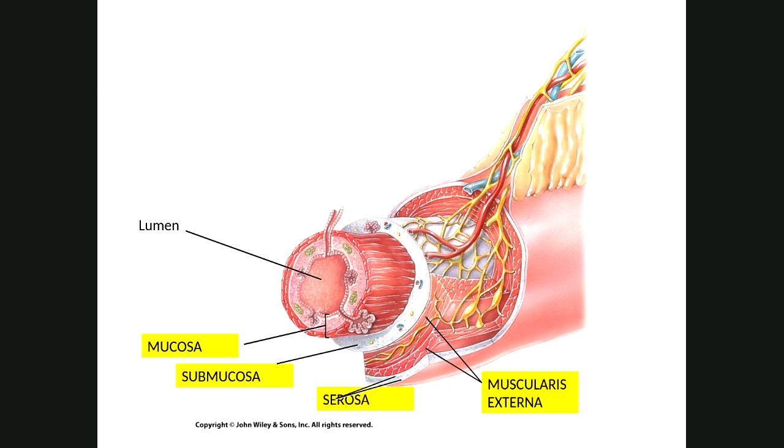Okay, so let's look at the lumen of where the food goes through here. So on the outside is the serosa. So remember that's the visceral protective layer. Then we have the muscularis externa right here, the submucosa, the mucosa, right? So inside out, mucosa, submucosa, and muscularis, and then protected by the visceral layer, which is the serosa.